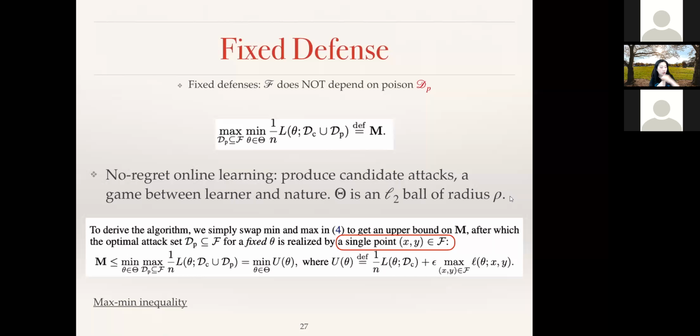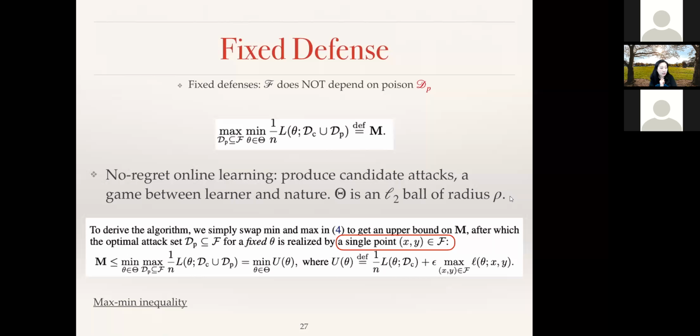The paper actually talks about no-regret online learning, producing candidate attacks, a game between the learner and nature. So theta is just a tuple of radius rho. If that's the scenario, let's see. To derive the algorithm, we simply swap the minimization and the maximization in equation 4. Equation 4 just means the equation above. So you're trying to get an upper bound of M.